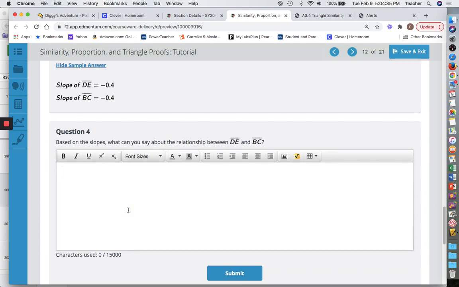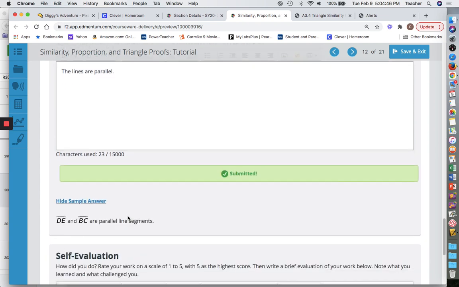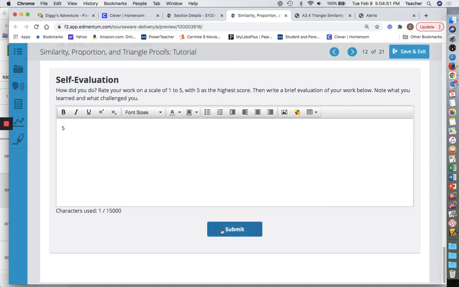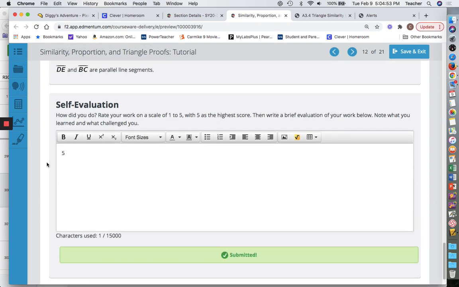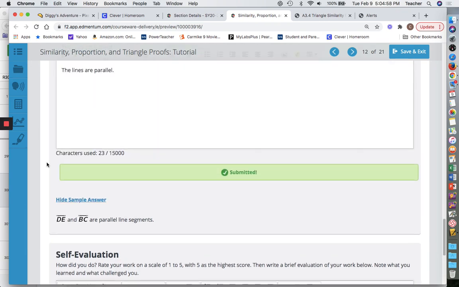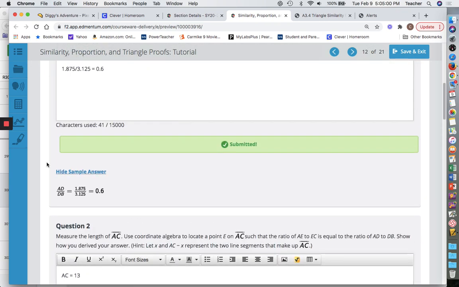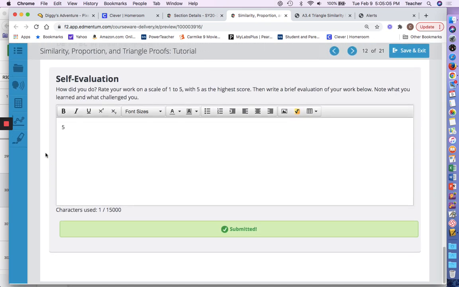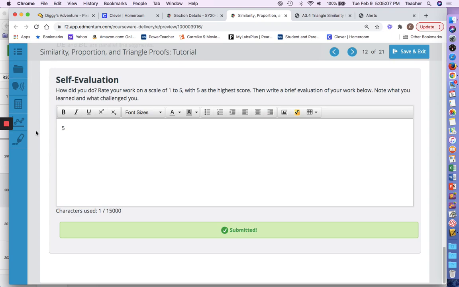So based on the slopes, what can you say about the relationship? What did I tell you? Can I call it or what? The lines are parallel. Parallel lines have the same slope. Yeah, look at that, parallel. I'm good at calling this stuff, you guys, so hit submit. All right, so that's slide 12 of 21. And I guess the takeaway from this is that the ratios are the same. Wow. Parallel lines have the same slope. So, all right, because that's slide 12, you guys.